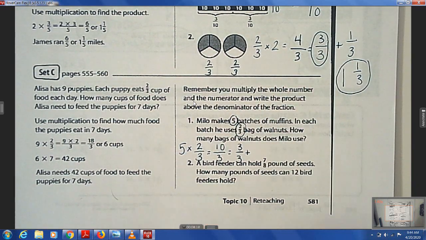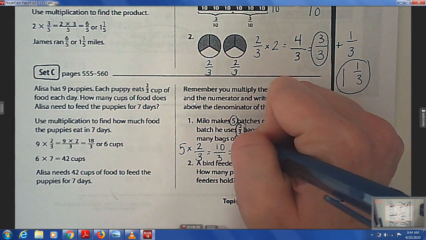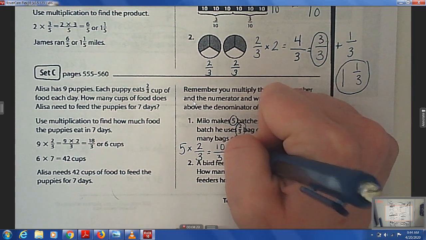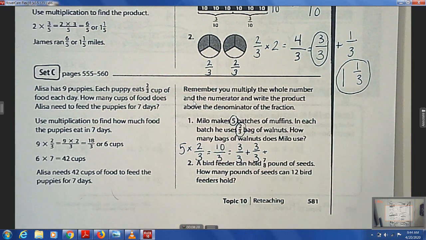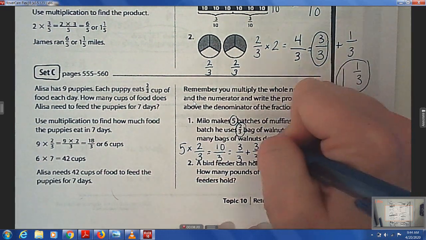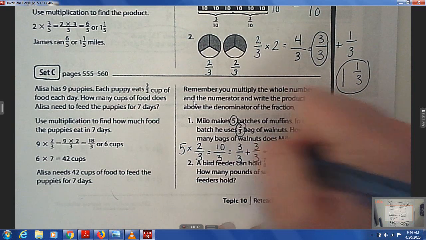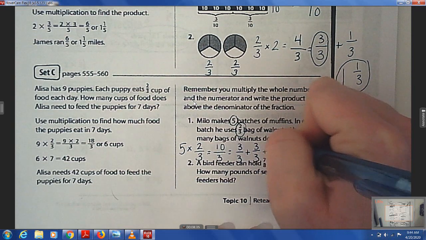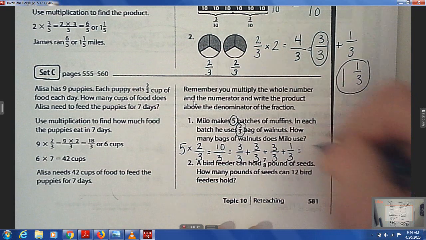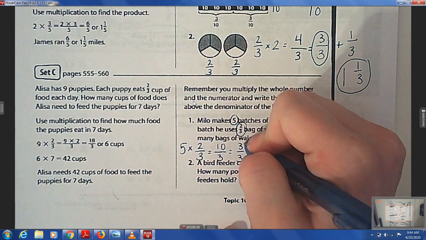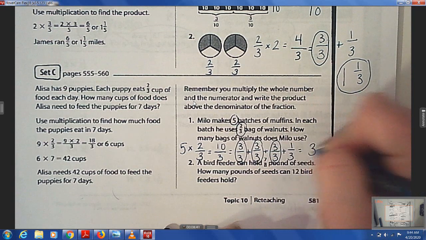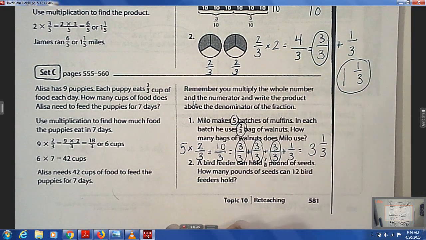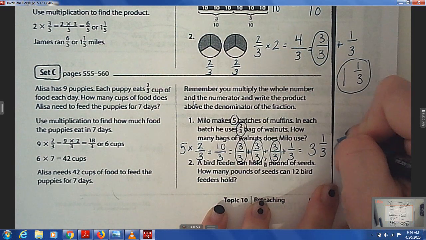I know I can still add another 3/3 because 3 plus 3 is 6. I can add another 3/3 because 6 plus 3 is 9. And I would have 1/3 left over to create the mixed number of 1, 2, 3, and 1/3. Make sure I put a label on it, how many bags of walnuts, 3 1/3 bags.